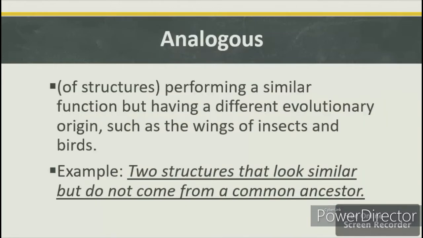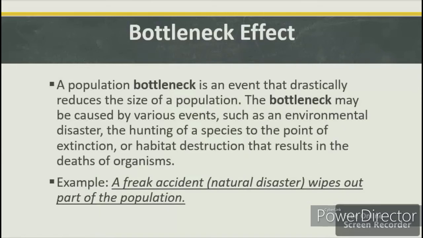The next one is analogous. These are structures performing a similar function but having a different evolutionary origin, such as the wings of insects and birds. For example, two structures that look similar but do not come from one ancestor. Like the bird has bigger wings and the insects have transparent, little wings. Okay, so those are analogous.